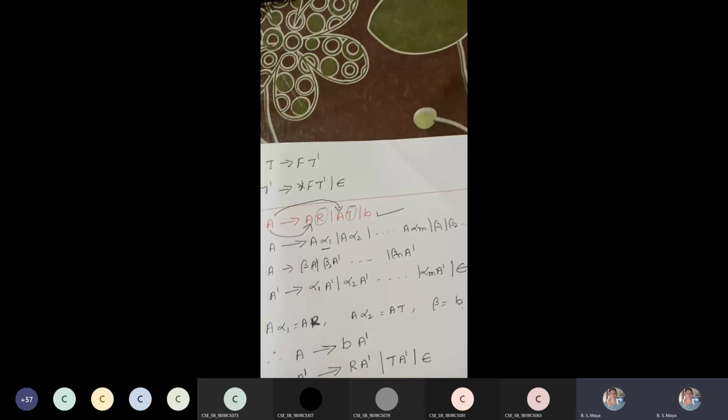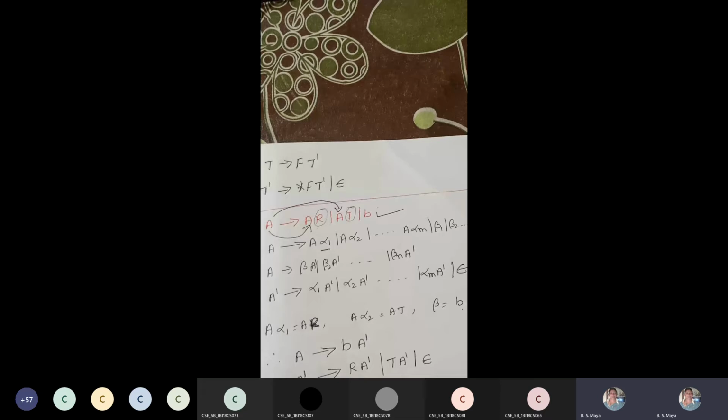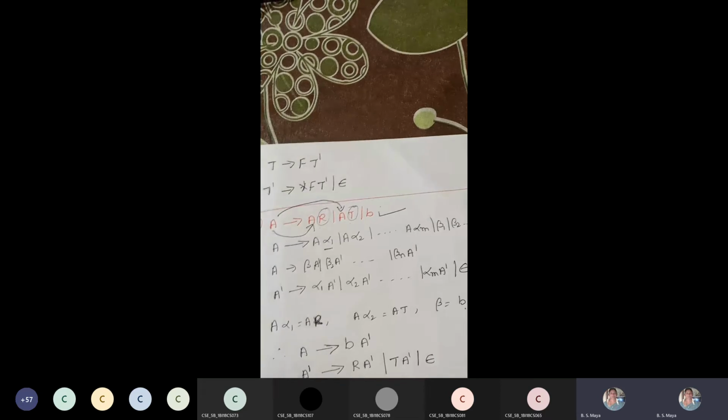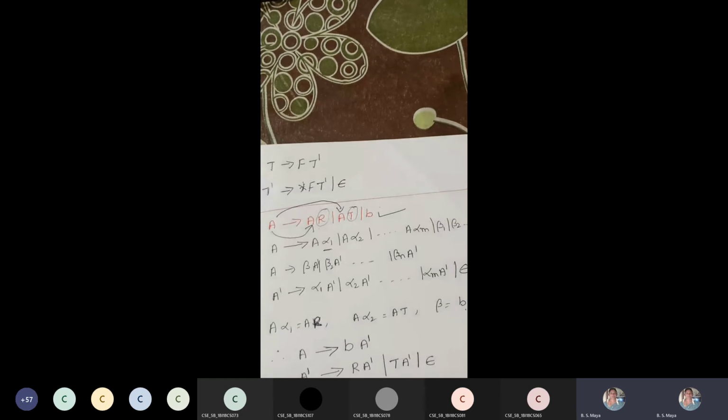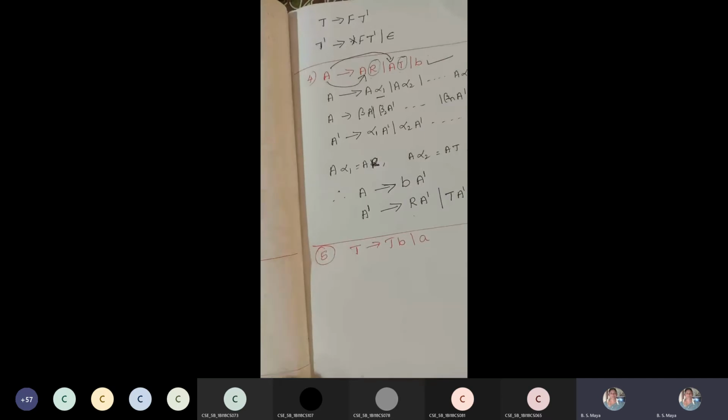Clear? With more alphas and only one beta, it can also be replaced. Any doubt? Five. T derives T B into A. Quickly write down: T derives T B into A.